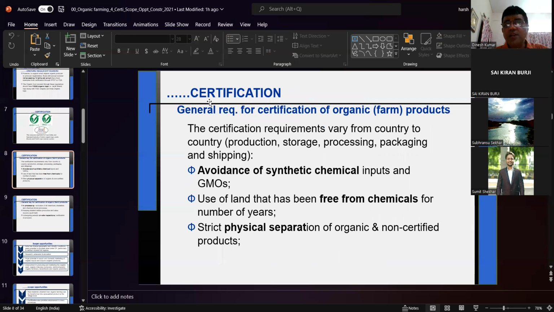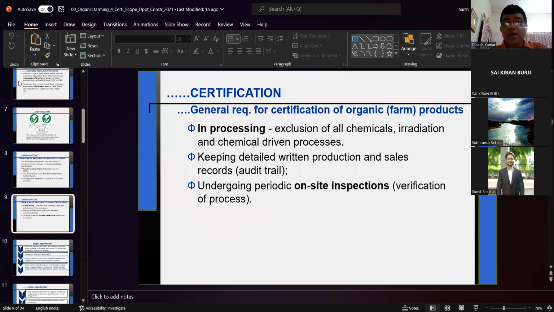Then general requirement for certification of organic products. The certification requirement varies from country to country. General overall guidelines are avoidance of synthetic chemical inputs and GMOs, use of land that has been free from chemicals for a number of years, and strict physical separation of organic and non-certified product, means your seed or produce. Then in processing, exclusion of all chemicals. There should not be any preservative; chemical preservative should not be used.